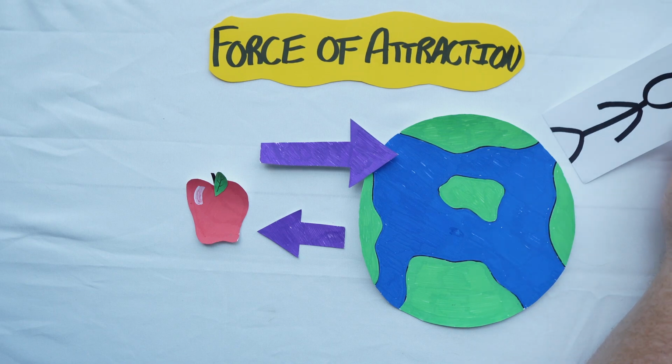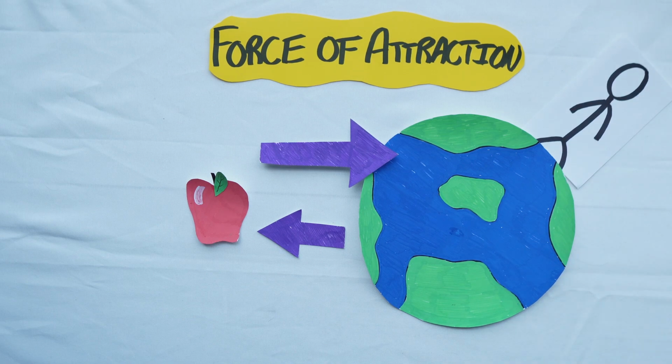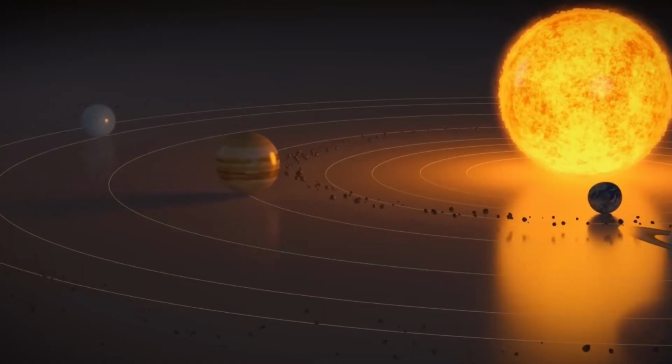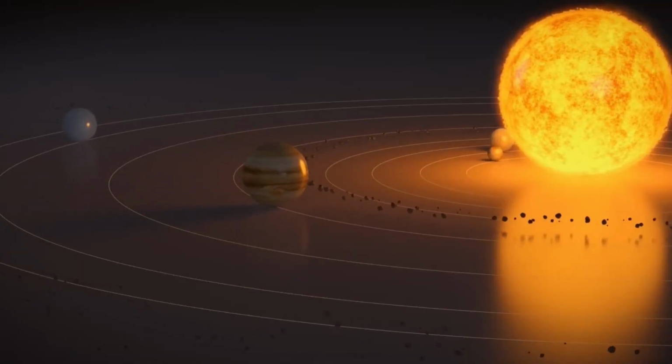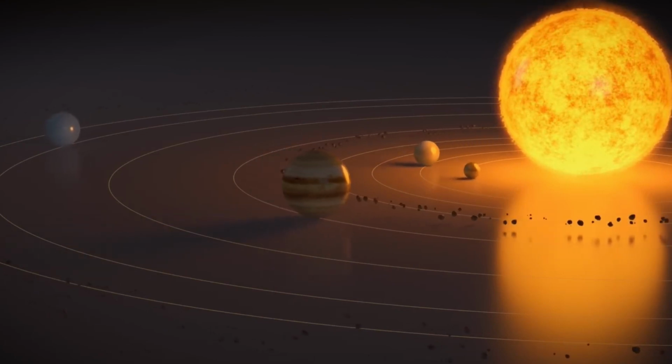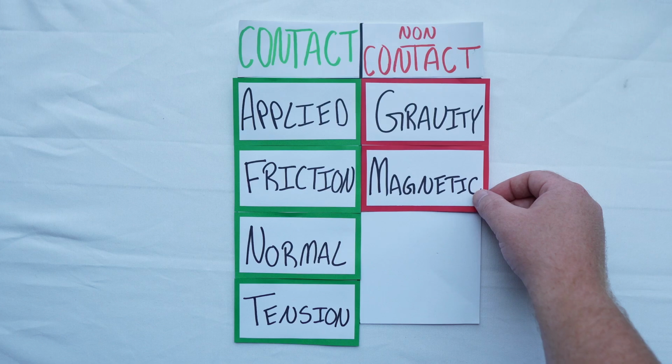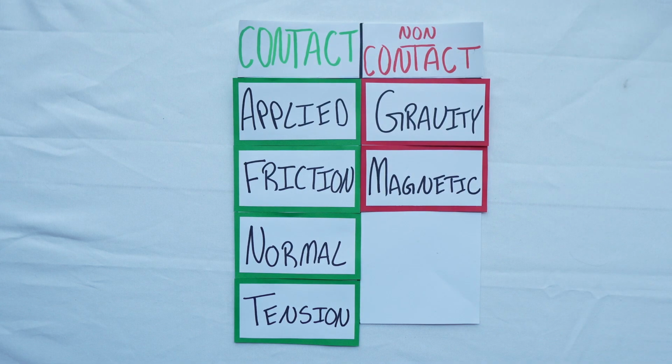This is why you and I are somewhat glued to the surface we walk on, and why we don't float around. We are experiencing an attraction force from the earth that is pulling us. This same force is the mechanism that orders our solar system and why we orbit the sun. Magnetic force is another non-contact force that is quite complex. It is a force exerted by a magnetic field.